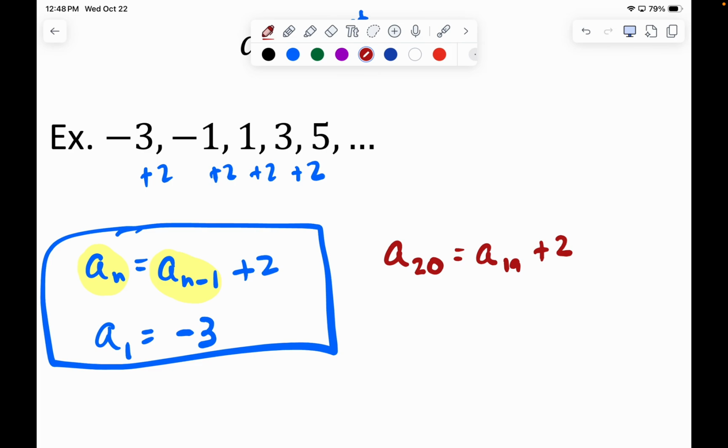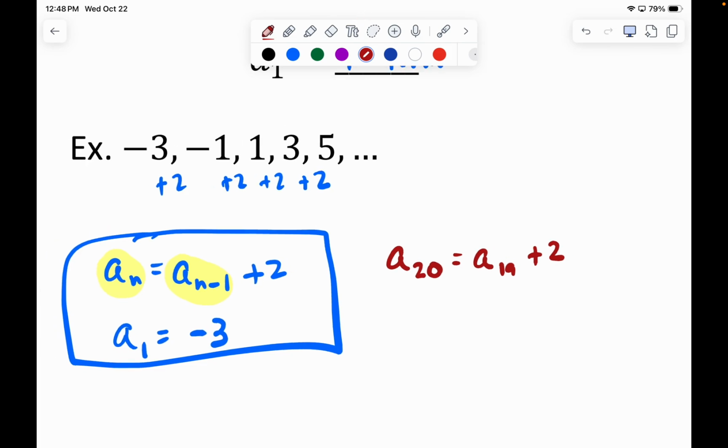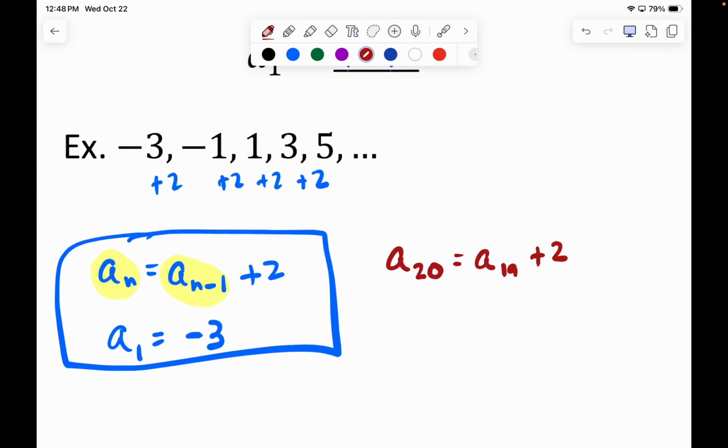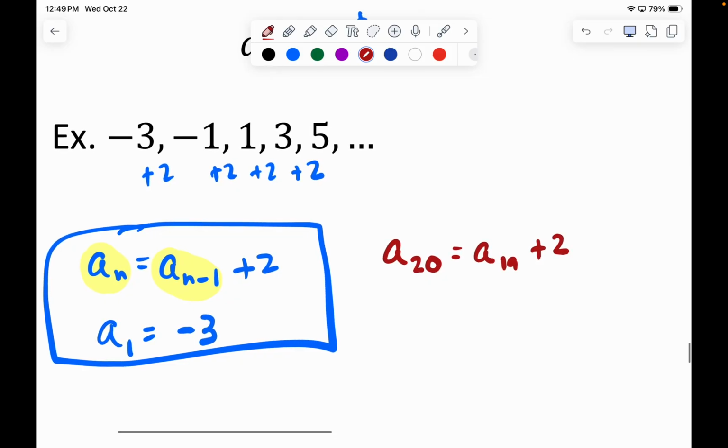Does anyone know what the 19th term is? Off the top of your head? No, of course not, right? Anyone know what the 18th term is? Or the 17th, or the 16th, or the 15th, or the 14th? No, we don't know any of that. So that's why I don't like these.